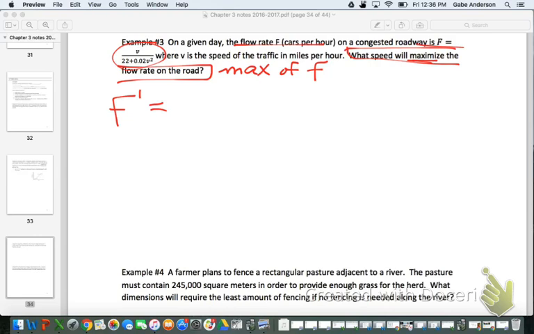Not yet. What am I going to need to do to get it? For the first time, I'm actually going to have to differentiate. Because I'm not trying to maximize the amount of cars on the road. Think about that. If I was trying to maximize the sheer number of cars on the road, then maybe this would already be my derivative, wouldn't it? But I'm not trying to maximize the amount of cars on the road. I'm trying to maximize the flow rate. I'm actually trying to maximize the rate.